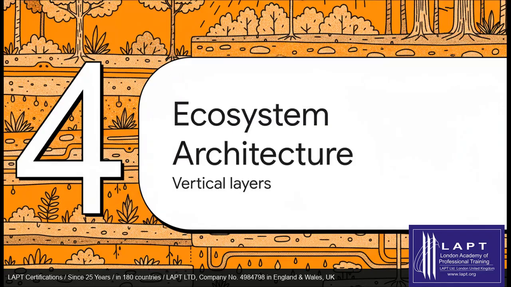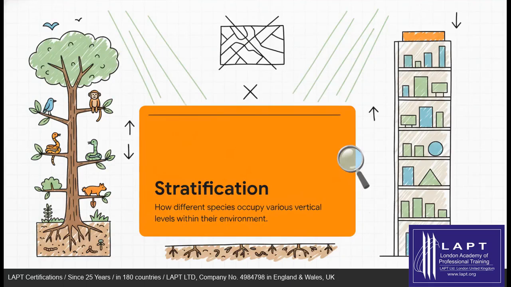All right, moving right along to Section 4, ecosystem architecture. We're shifting from how resources move to the physical structure of the space they move through. When we picture an ecosystem, we usually think of a flat map, right? Actually, scratch that. They are incredibly three-dimensional.